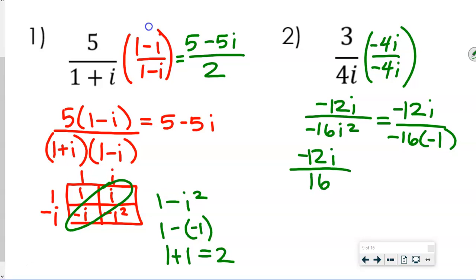Is that the answer? No, because these can both be reduced by a factor of 4. The greatest common factor is 4. So we're going to divide both by 4. That's going to give us -3i over 4. And that is our answer, y'all. Okay?